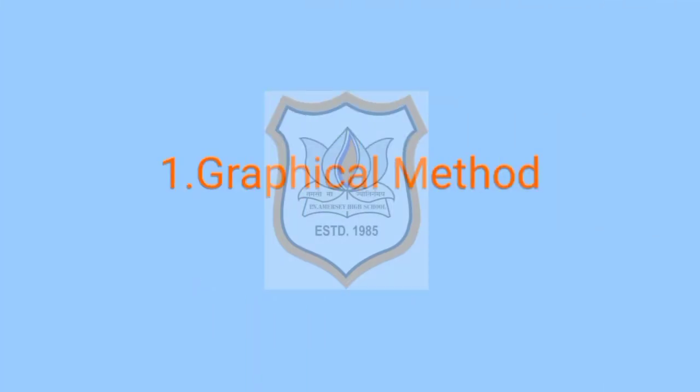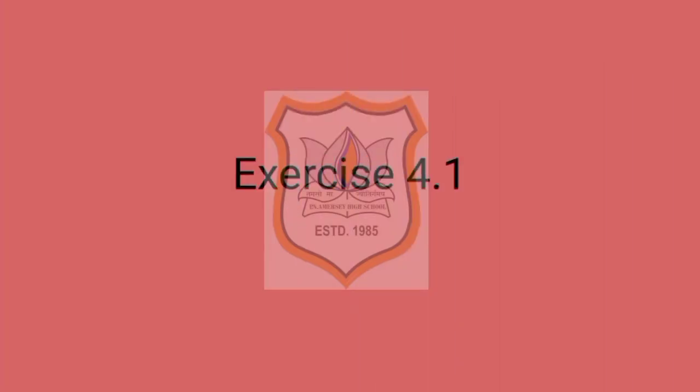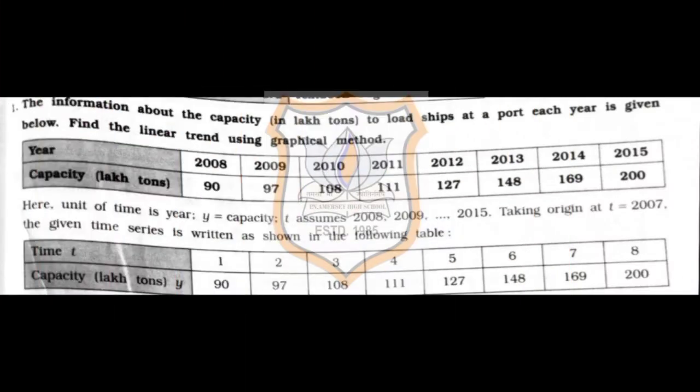Today we will do the graphical method of determining the linear trend of a time series. Let's do exercise 4.1. Let's read the first question. The information shows the capacity in lakh tons to load ships at a port each year, and the data is given over here. Find the linear trend using the graphical method.